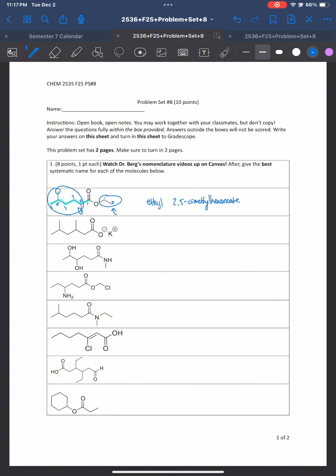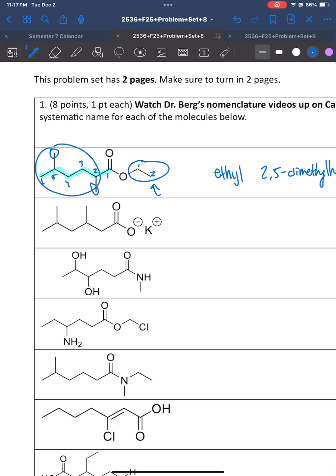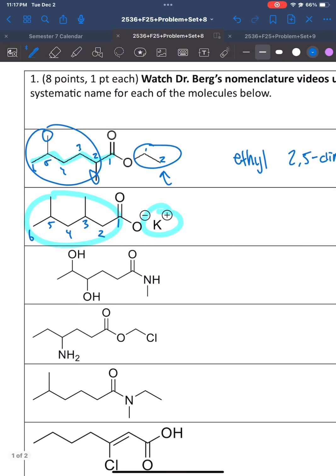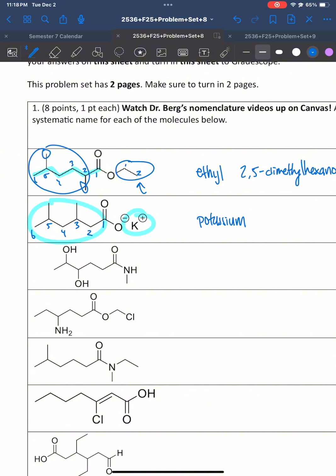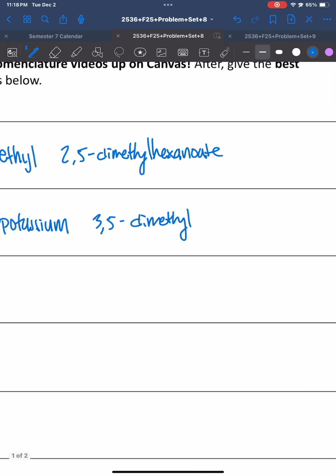Let's go ahead and name the second compound here. It's a very similar idea to naming esters. That's how I like to think about it. We're going to name this ion right here and then name the ester as a normal parent chain. Let's go ahead and number this. 1, 2, 3, 4, 5, 6. We have another hexane, and the key to this is just to put the ion name, potassium, space, and then name this guy. So this is going to be 3,5-dimethyl. And same thing applies. It's a hexane, hexanoate with the -oate ending.